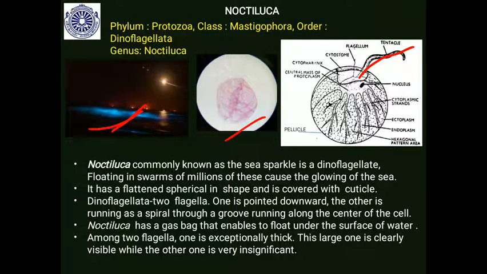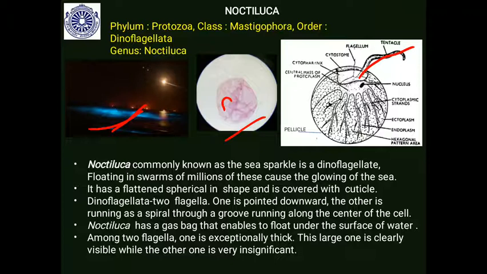It has a flattened spherical shape and is covered with a cuticle, a typical Mastigophora character. Dinoflagellata means they have two flagella. One is long, and in this slide you will find it, and then there is a very tiny small one. There are two flagella. Noctiluca has gas bags that enable it to float under the surface of water. It is not able to swim.